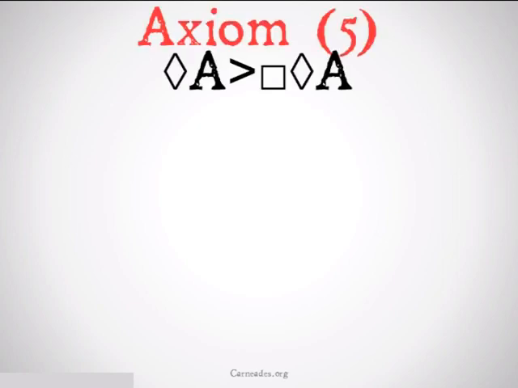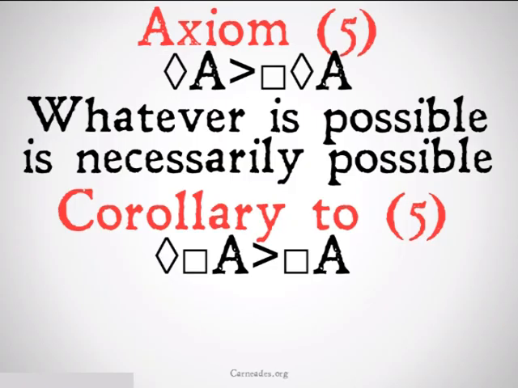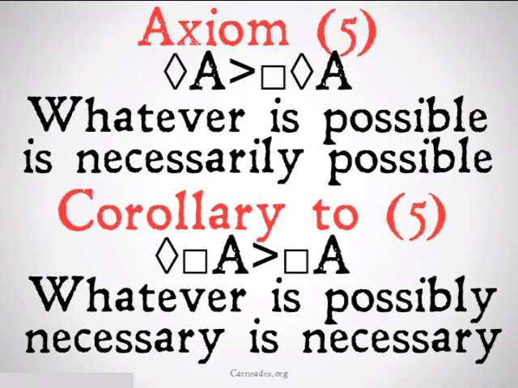We can also see that this problem is going to appear for axiom 5 as well. This is not just going to be a problem for B, though that is an important part of system 5. Axiom 5 is, it's possible that A implies that it's necessary that it's possible that A. Whatever is possible is necessarily possible. The corollary to 5, once again, is going to be the disconcerting, worrying thing. And that's going to be, it's possible that it's necessary that A implies that it's necessary that A. Basically, whatever is possibly necessary is just necessary.